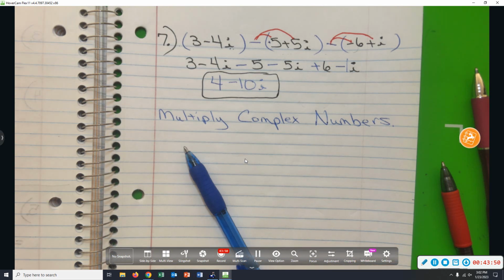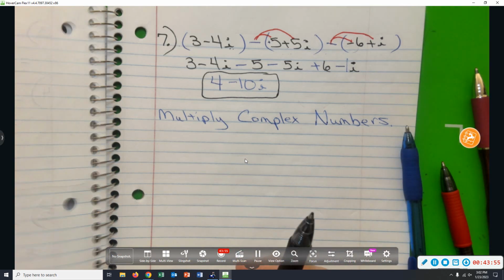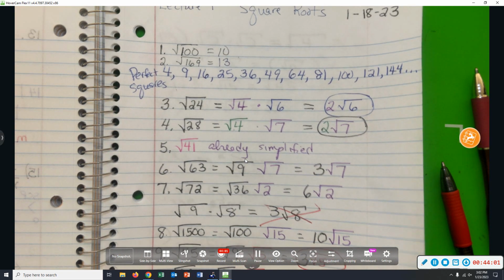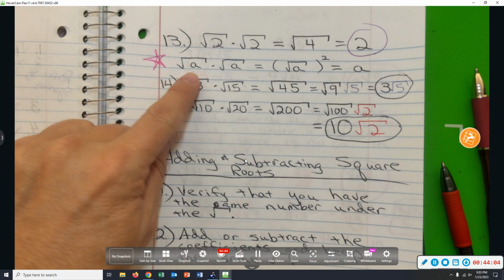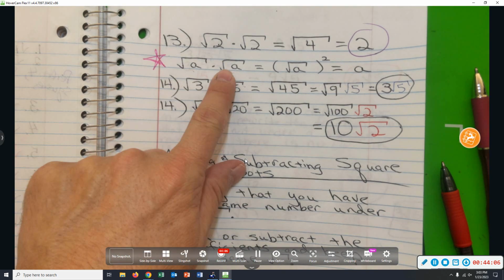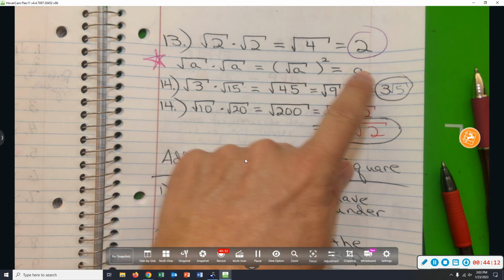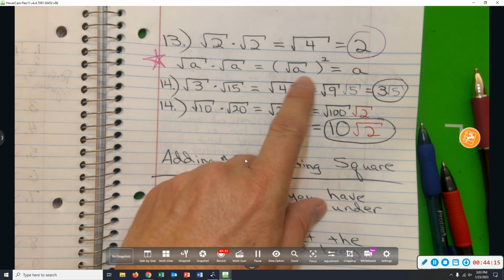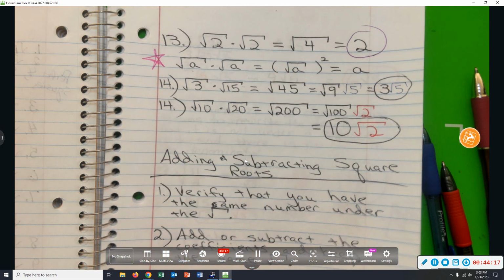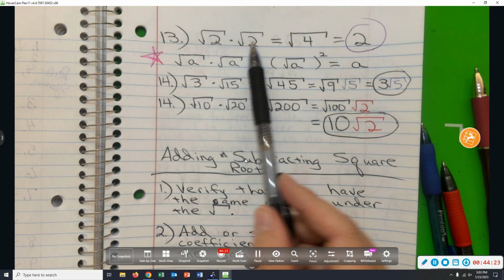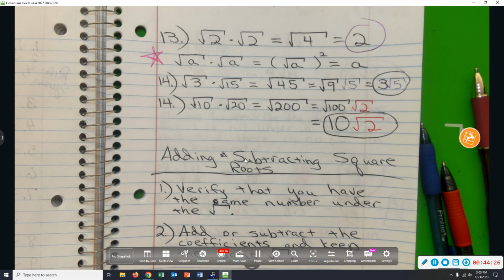Last time we got a rule involving square roots. Let's see. Ah, here it is. Do I remember this rule? The square root of a times the square root of a, that's the same thing as the square root of a squared, which just reduces to a. Do y'all remember that? I would have mentioned that the square and the square root just undid the impact of each other. Square root of 2 times the square root of 2 became a square root of 4, which reduced to 2. Y'all remember that?